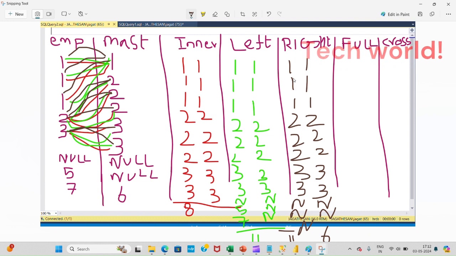So full join means combining all the records from the left hand side table and the right hand side table. What are the left hand side table values? 1, 1, 1, 2. So what is matching with this one? One is matching with this one, again one is matching with this one, again this one matching with this one, and 2 matching 3 times. So 2, 2, 2. 3 is matching 2 times.